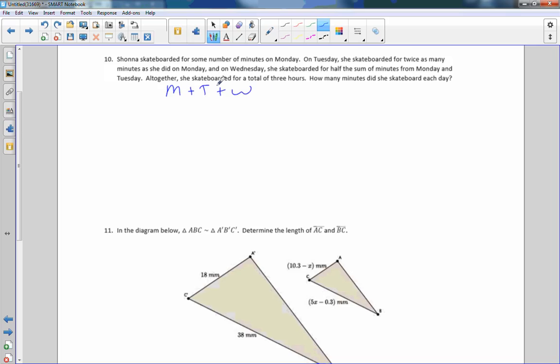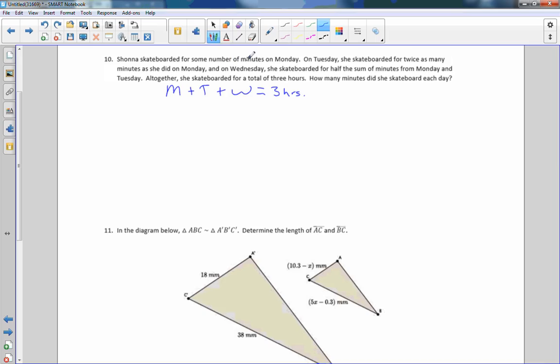So first of all, just try to set up an equation using the basics. And then it says, how many minutes did she skateboard each day? Altogether, she skateboarded for a total of 3 hours. So now I'm going to say all 3 days, she skateboarded for 3 hours. So there's my rough, really rough equation. Okay, so now let's go back.